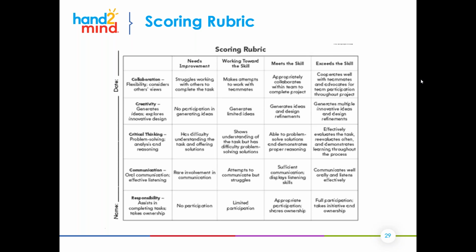So again, this is a super inclusive way to learn, right? Because any student, no matter what their learning style is, knows what the expectation is, and it's really more around their ability to collaborate and be creative and to think critically and to communicate and to be responsible. And those are skills that you just can't replace.